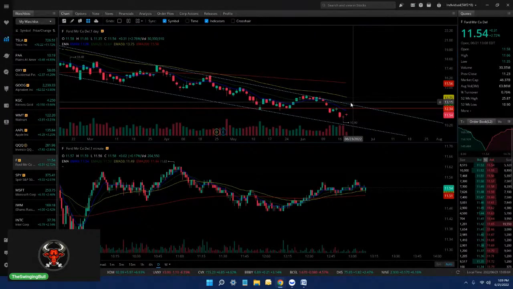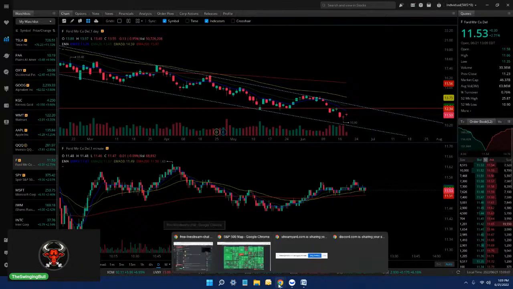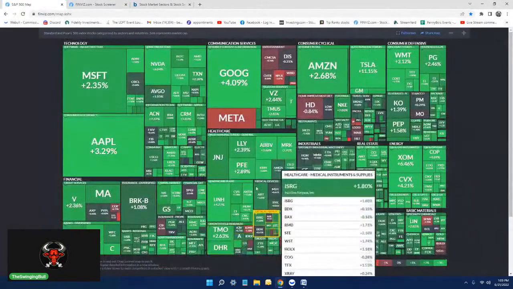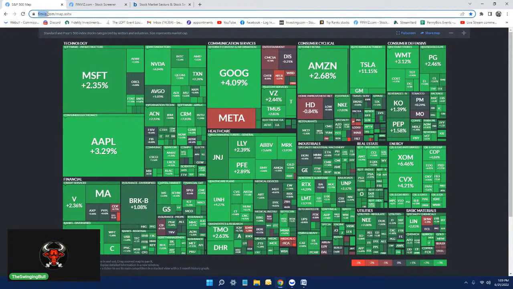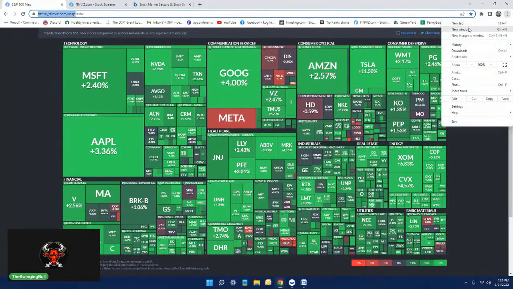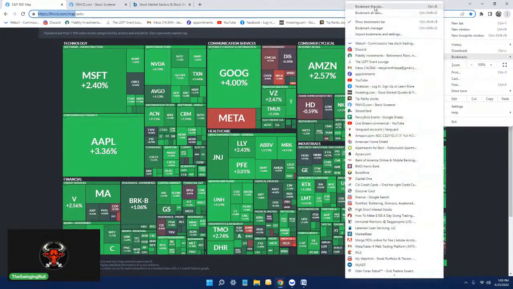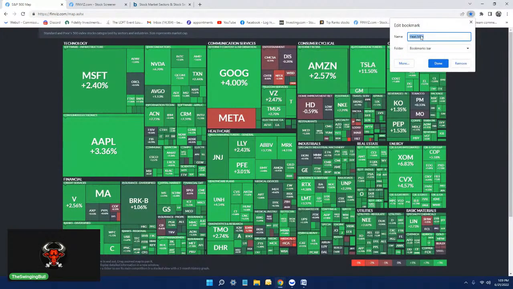Another thing I wanted to go over is some good useful tools that you can use. I think you should bookmark these web addresses when I give them to you. The first one is the heat map. I like looking at this in the morning. And you can easily find the heat map. If you're looking at my screen here, it's finviz.com/map. Okay. So if you want to go ahead and type that in, you can save it as a bookmark. Bookmark this tab, and I just call it the heat map.